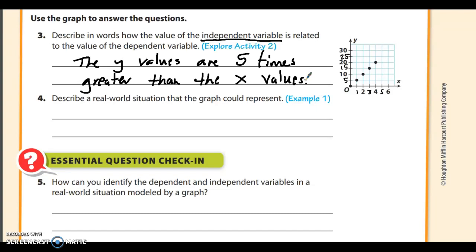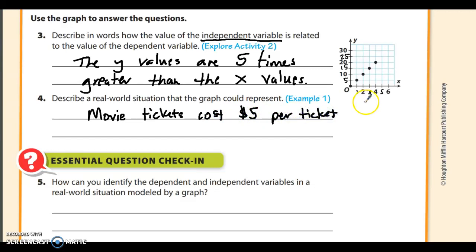And that's true, because if I multiply 1 by 5, I get 5. If I multiply 2 by 5, I get 10. If I multiply 3 by 5, I get 15. So that's true. And then 4 says, describe a real-world situation that the graph could represent. So we're just going to make something up. It could be something like movie tickets. Movie tickets cost $5 per ticket.